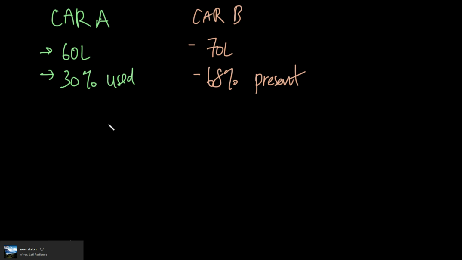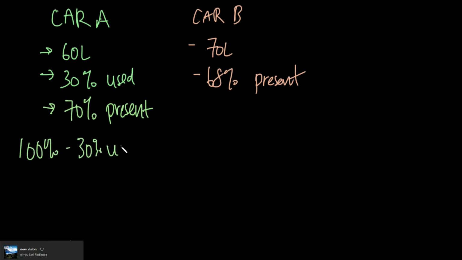Car A has 60 liters, 30% of it is used, which means I can basically say that 70% is present, right? And how do we know that? We know that it's 100% minus 30% used, so it's going to equal 70% present. So now we have to figure out how much fuel is left.